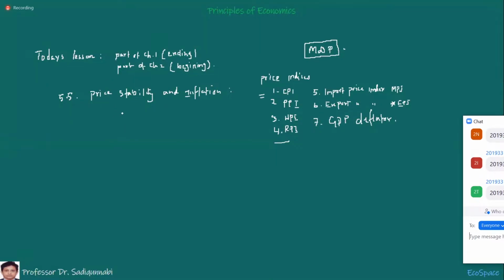That means a rate of change in price levels. So the rate of inflation is (CPI_t minus CPI_t-1) divided by CPI_t-1, times 100. This is our inflation rate. Okay. Now let's see what the different types of inflation are.